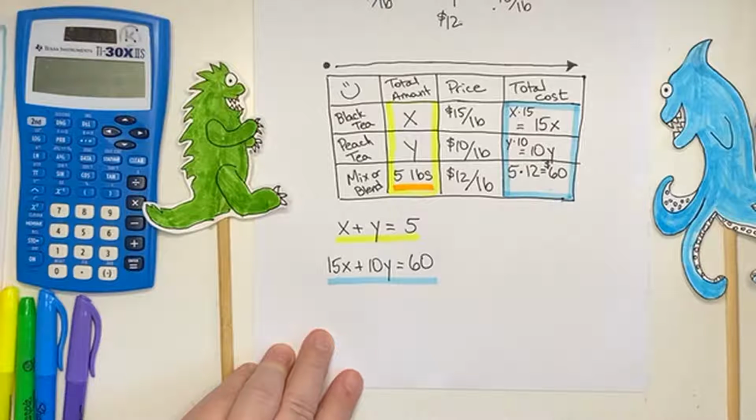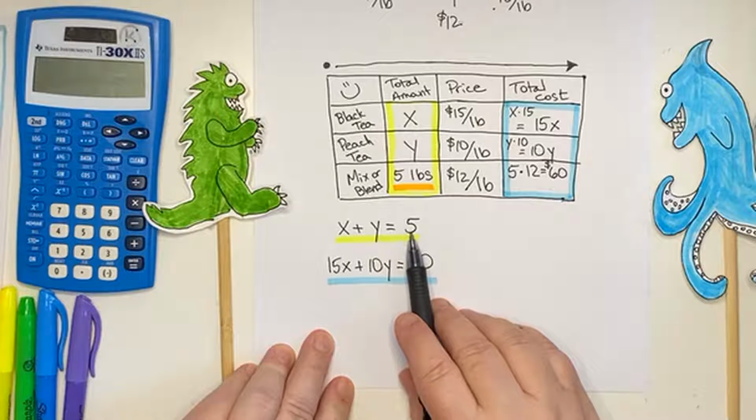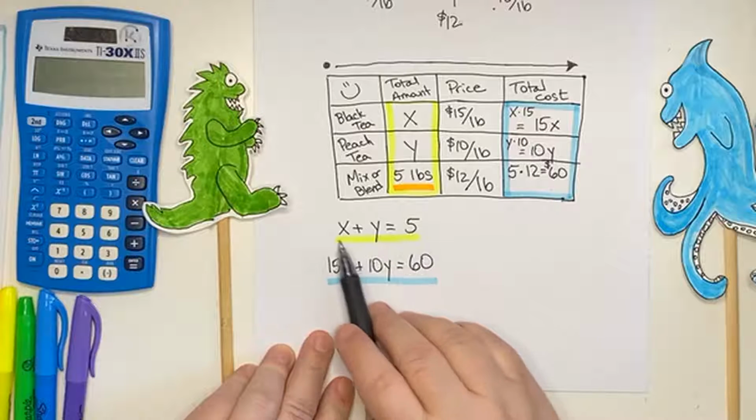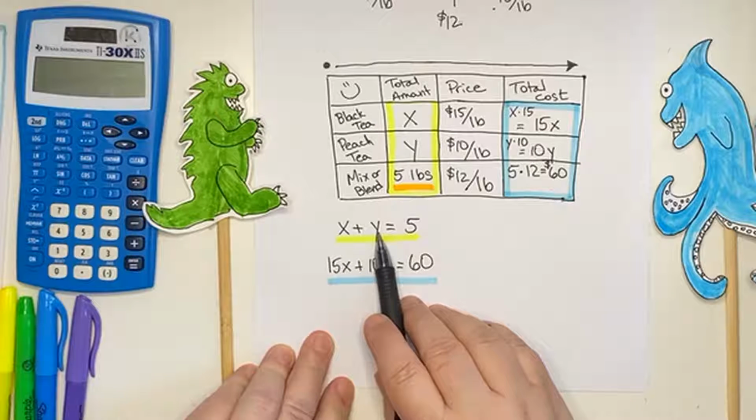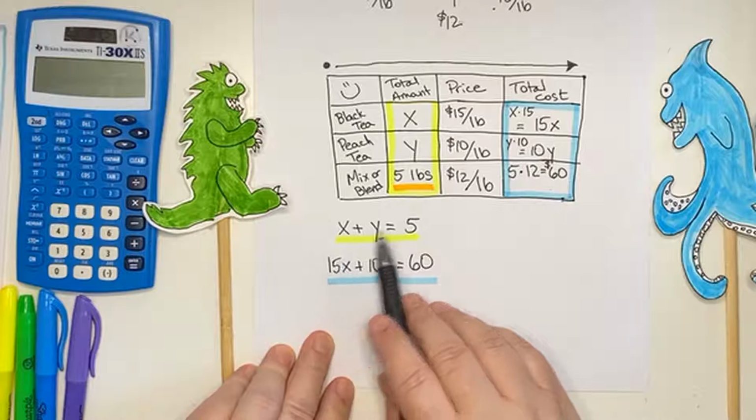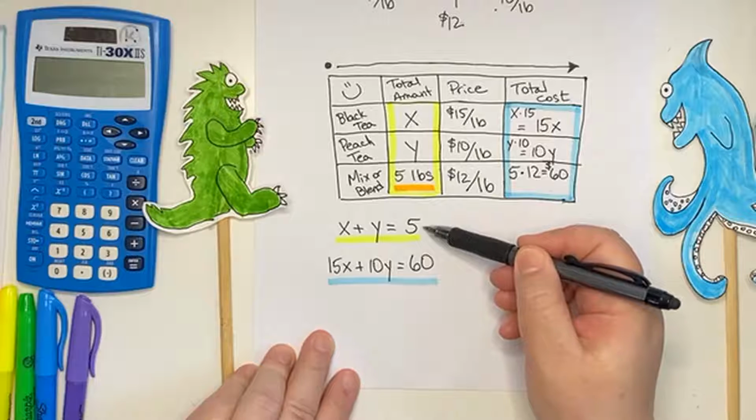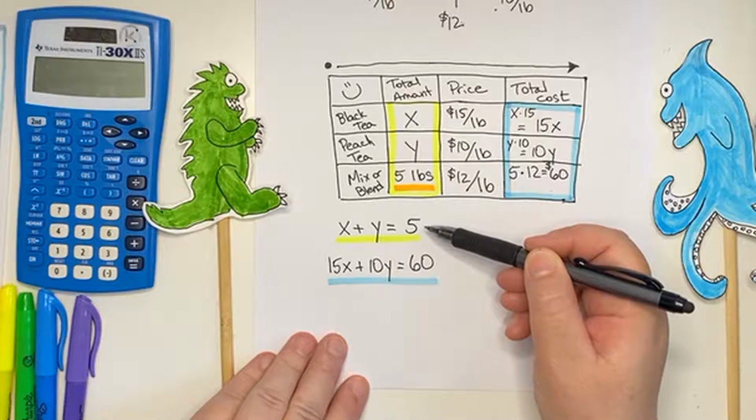But why? Well, the first equation tells you that you need a total of 5 pounds, but it doesn't tell you how to split that up. So you could have 2.5 and 2.5, or 3 and 2, or 4 and 1, or 1 and 4. Lots of different ways to do it. This first equation just gives you a general idea of what's going on.